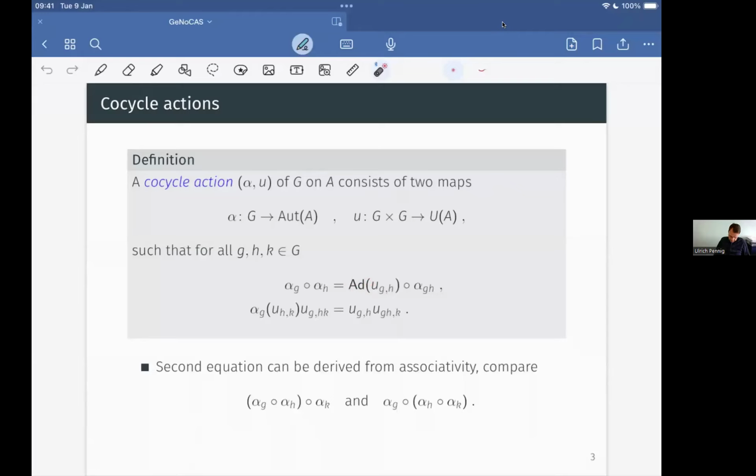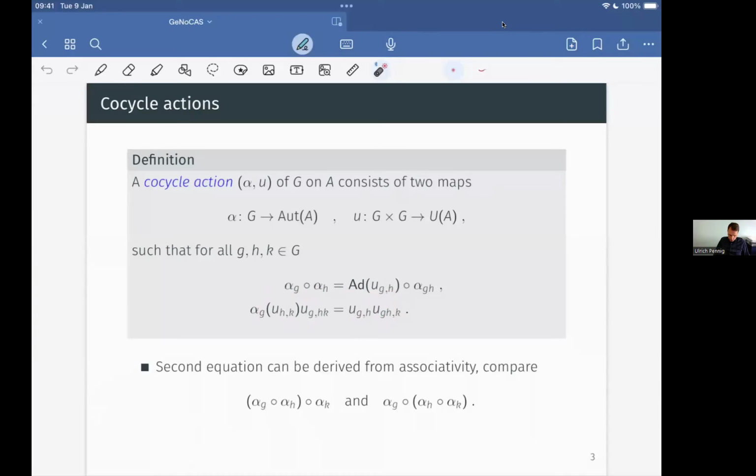And then there's a second condition, which is this one here, and it's probably not at all clear where this comes from. It's actually quite easy to get this. If you look at associativity, then you get two ways of putting brackets around alpha G, alpha H, alpha K, namely this one and this one here. And if you work out what this is in terms of alpha G, H, K, then you get this expression for one side inside the adjoint, and this expression for the other side. And for a cocycle action, you demand this to be true on the nose. So that's where this condition comes from. I will call this an associativity constraint in the following, because that's essentially its origin.